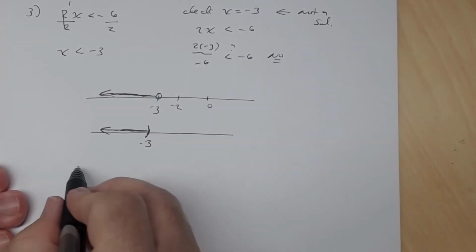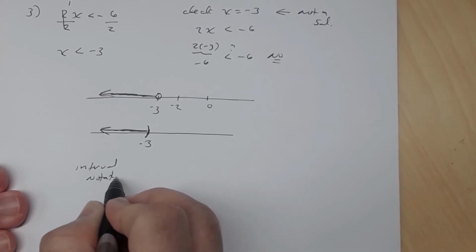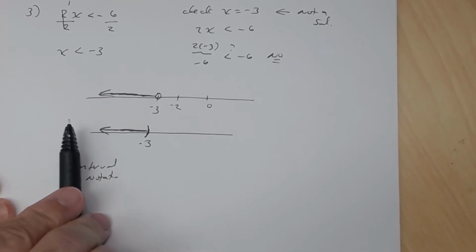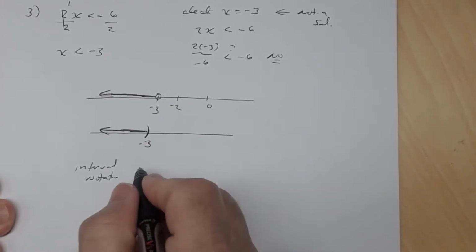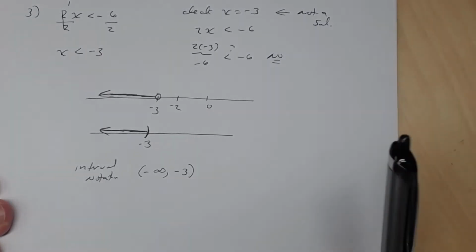And then your interval notation, remember you always read a graph from left to right, so since this is pointing towards -infinity, you're going to say -infinity to -3. So parentheses -infinity to -3 parentheses. So that's your interval notation.